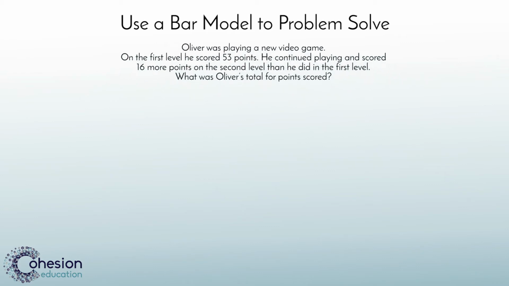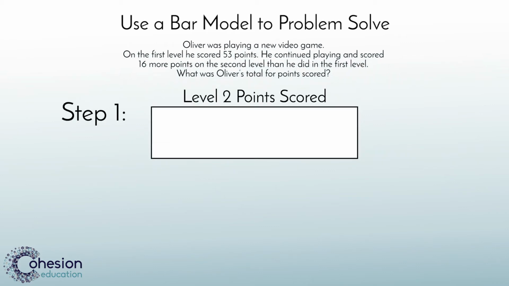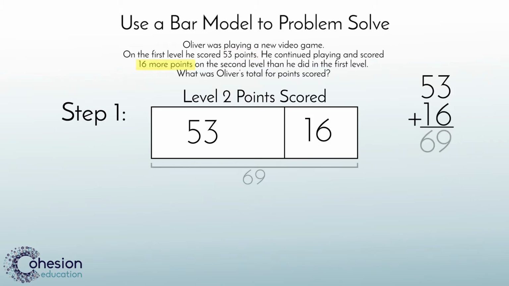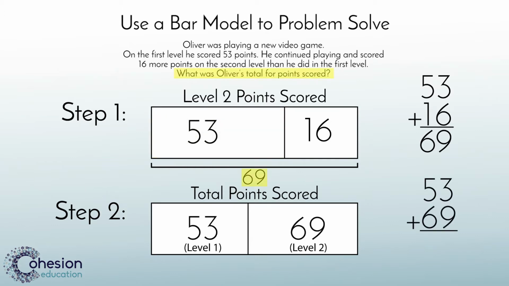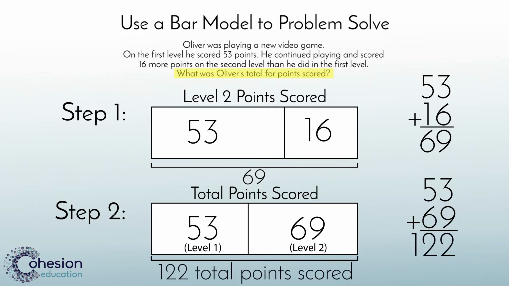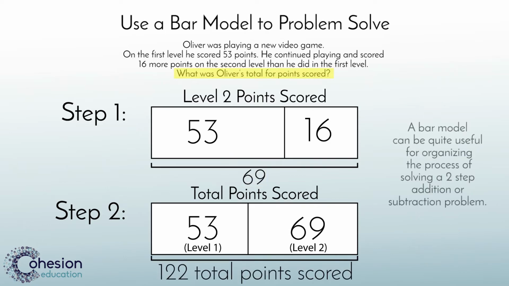To solve the problem, students might use a bar model. The first step is adding together the amount of points from level 1, 53, and the amount the problem describes as more, 16. Which gives us 69, or the amount of points scored in level 2. Next, for the second step of the problem, we must add together the amount for level 1, 53, and level 2, 69, which will equal 122 total points scored. A bar model can be quite useful for organizing the process of solving a two-step addition or subtraction problem.